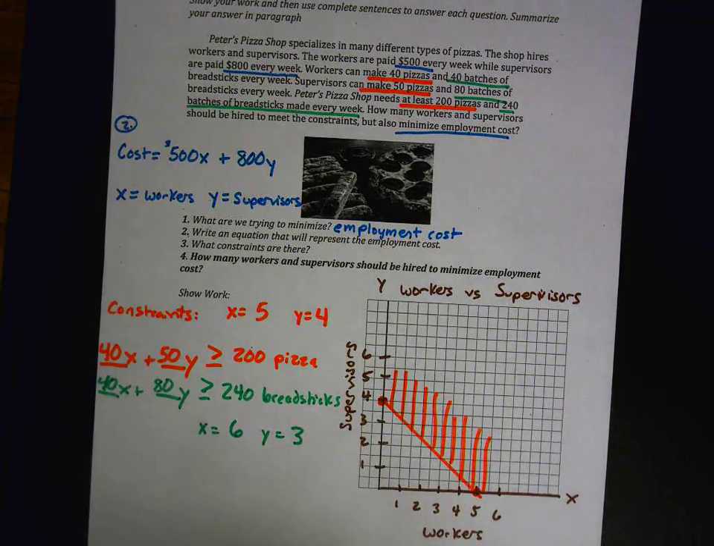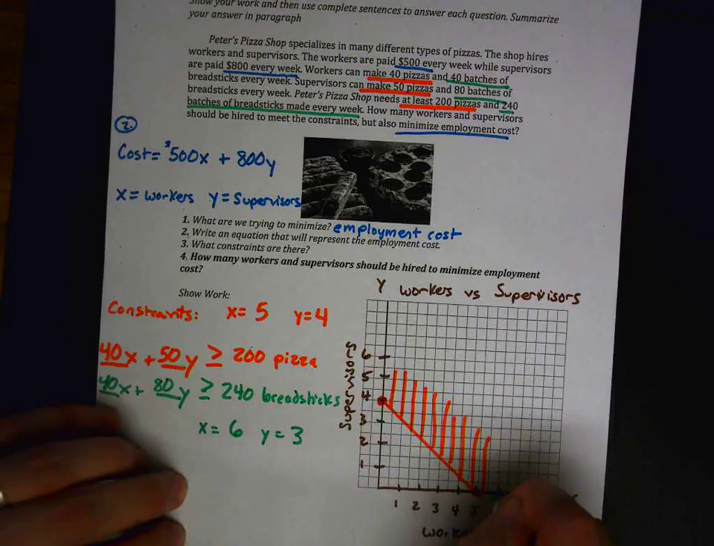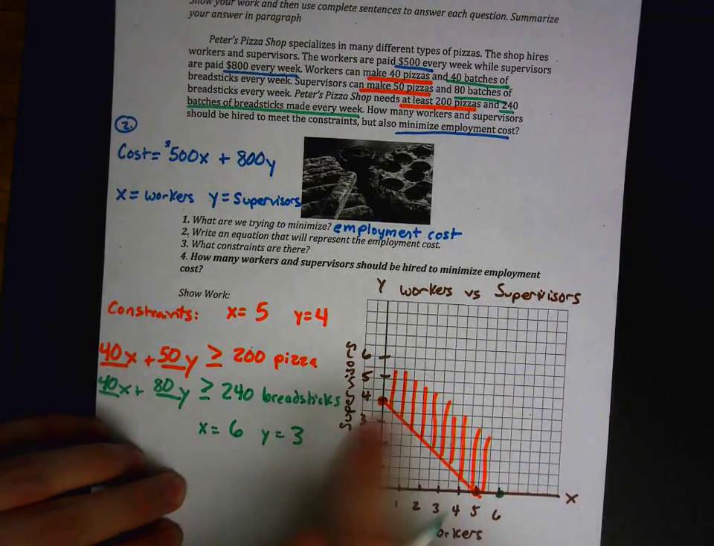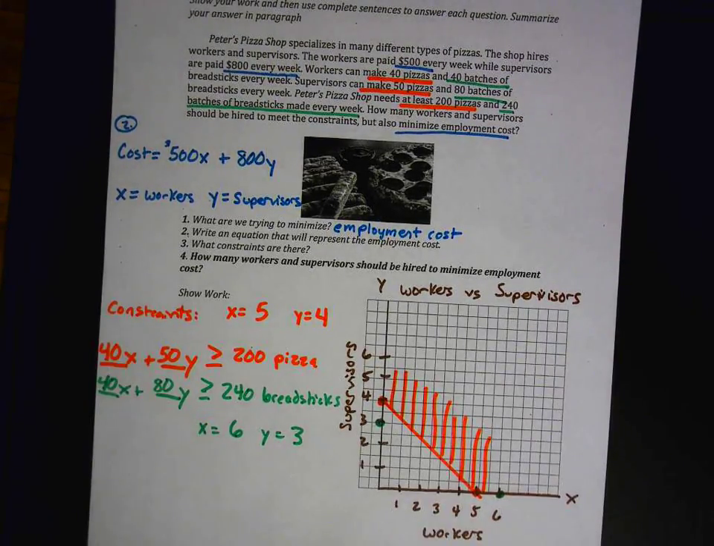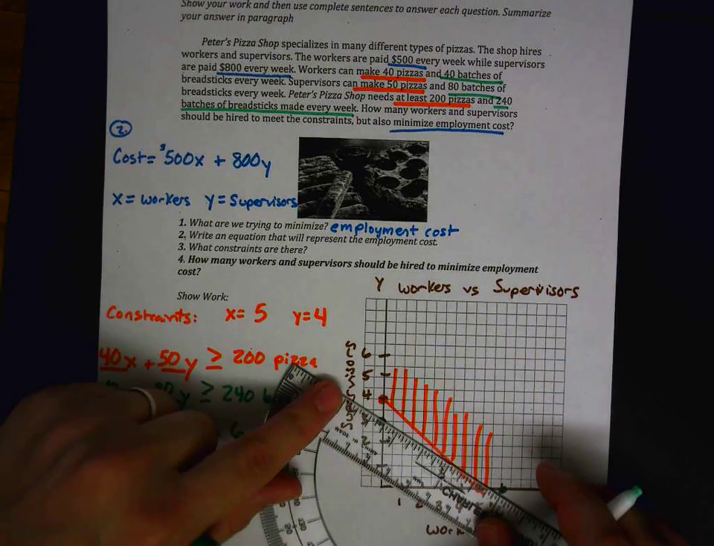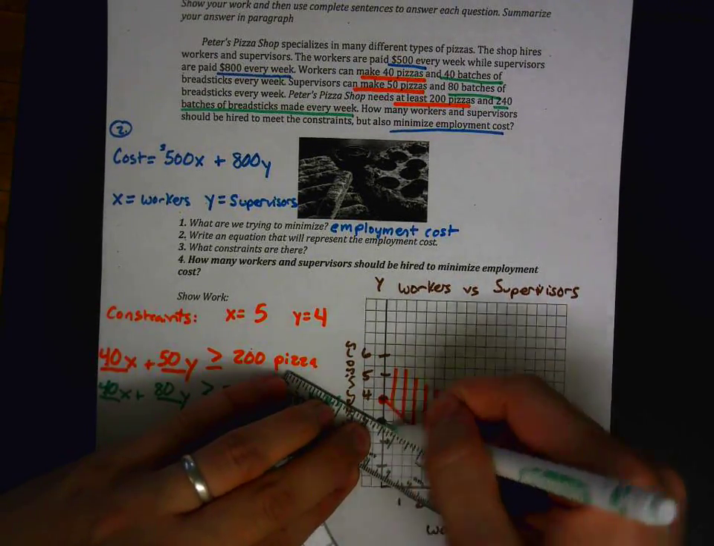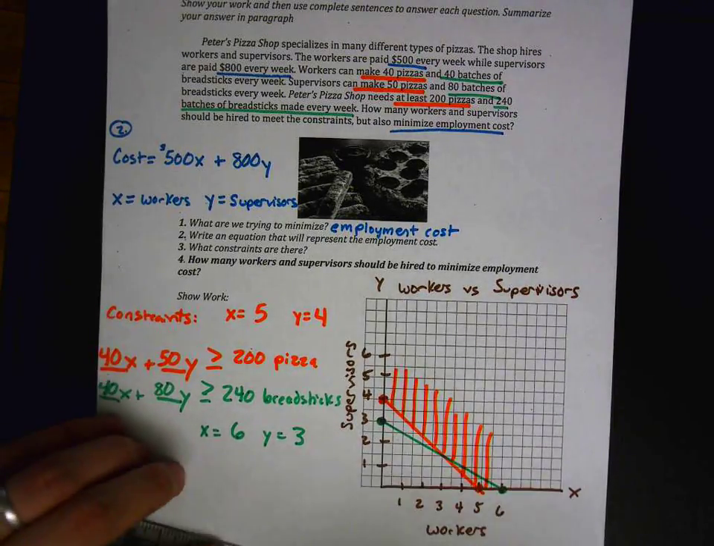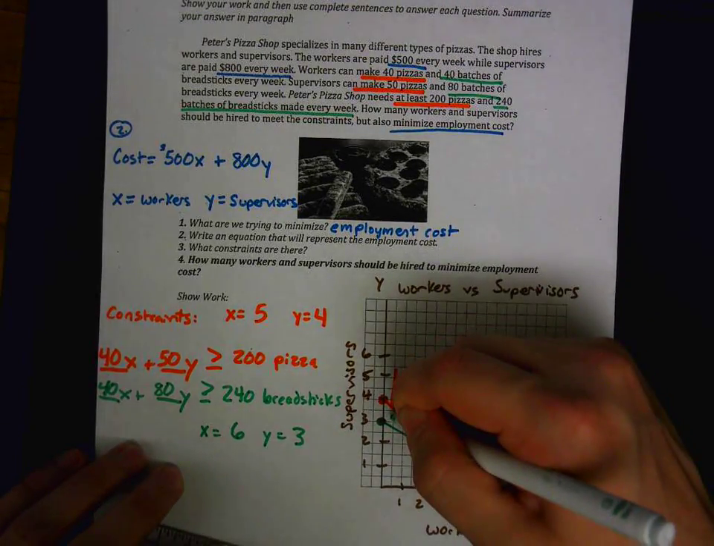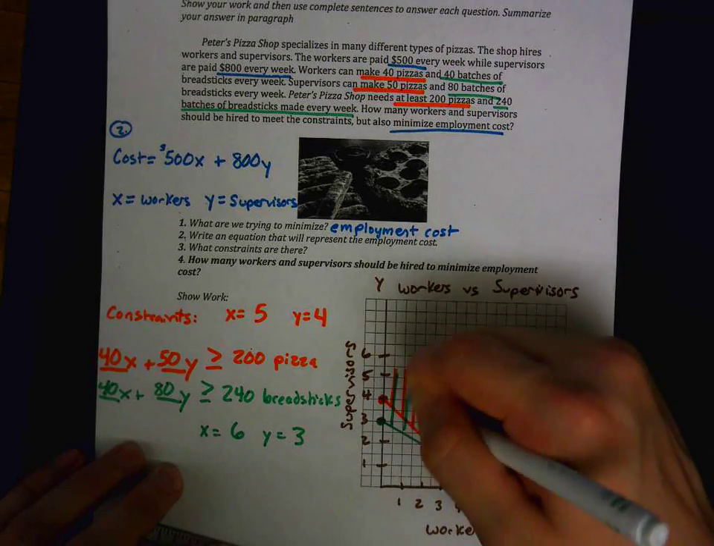If I want to graph the green line, my x-intercept is 6. My y-intercept is 3. So I want to go ahead and graph between these 2 lines right here. And it also is above, so this one would also look like this.